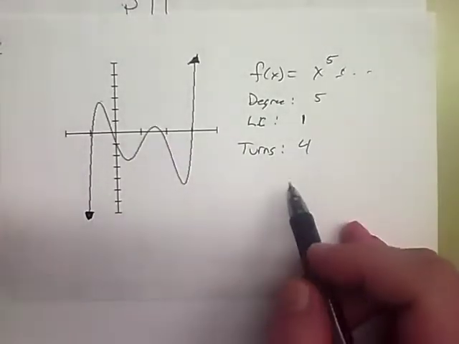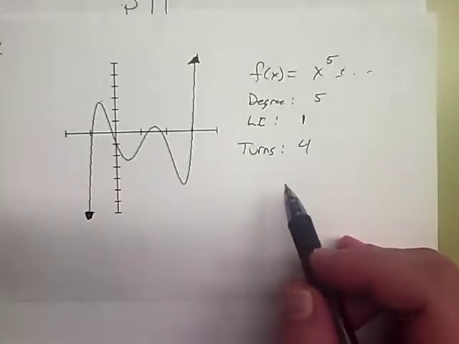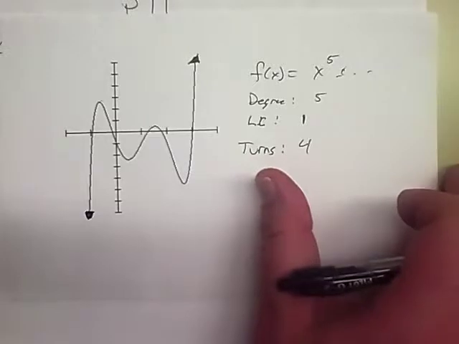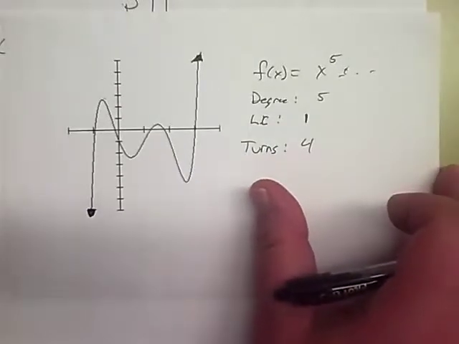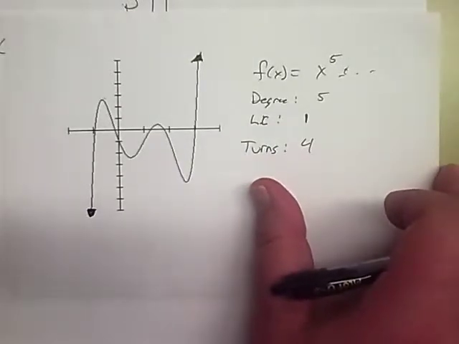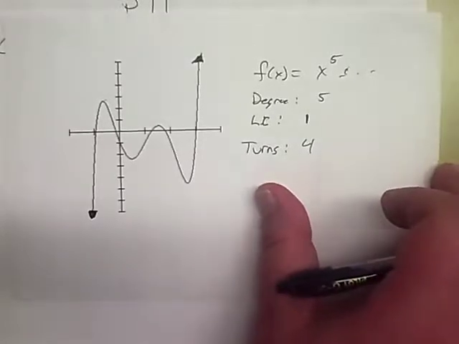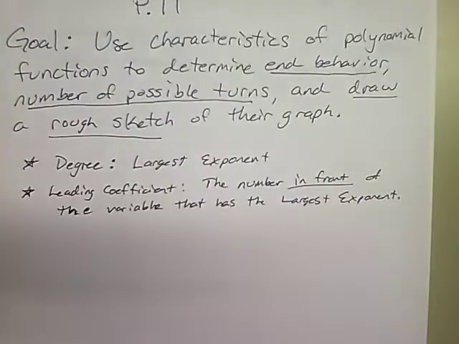So, several things that we could take a look at here. Now that you're a little bit more familiar with these, I'm going to break them down into the 3 things that we need to do: end behavior, number of turns, and then we're going to start sketching basic little graphs.